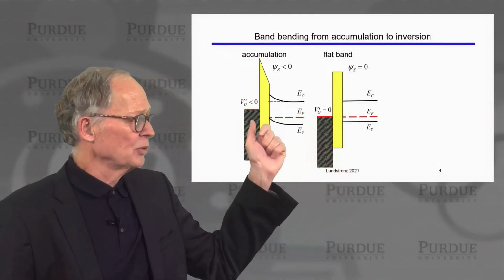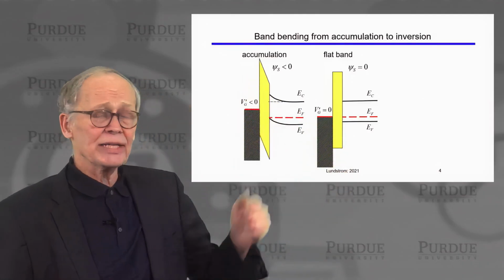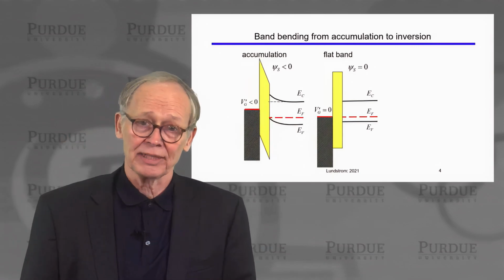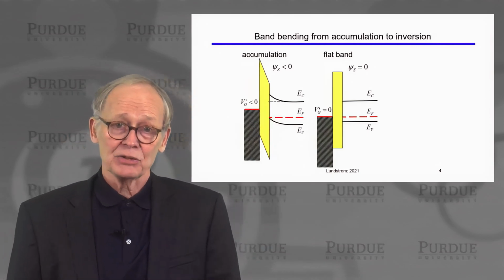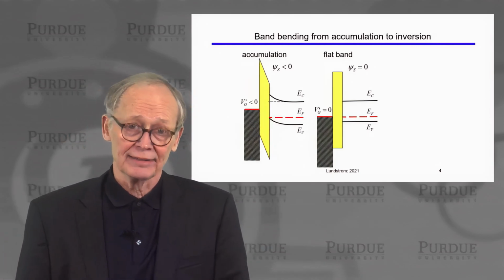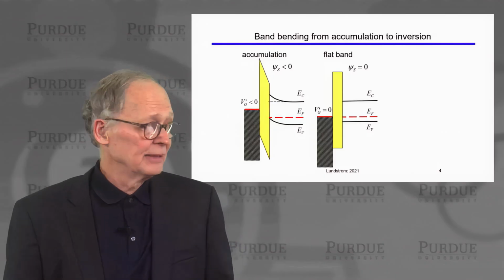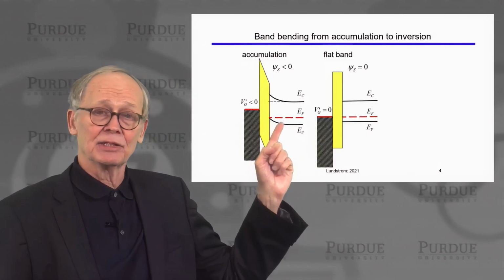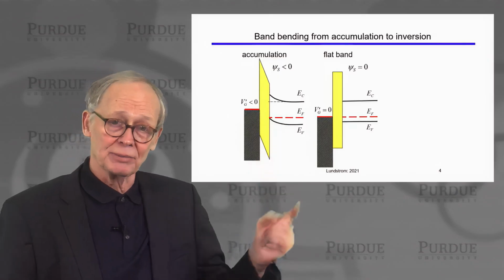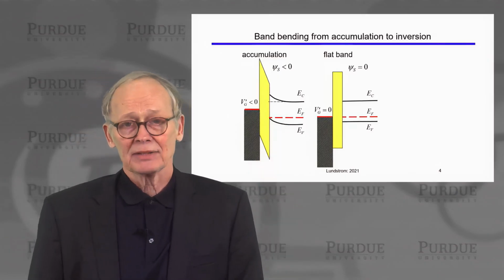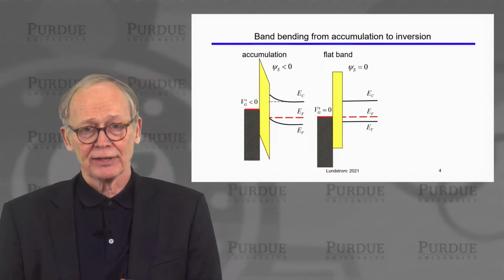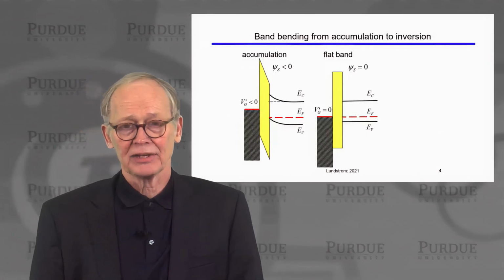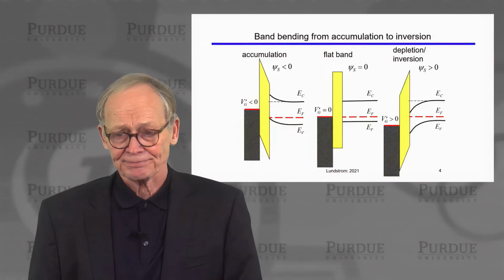If we apply a negative voltage to the gate, we induce a negative potential in the semiconductor. A negative potential raises the energies in the semiconductor and pulls the bands up. And you can see here that that negative voltage on the gate is going to attract positive holes. They're going to pile up near the interface. Positive holes, majority carriers, accumulate near the oxide silicon interface.